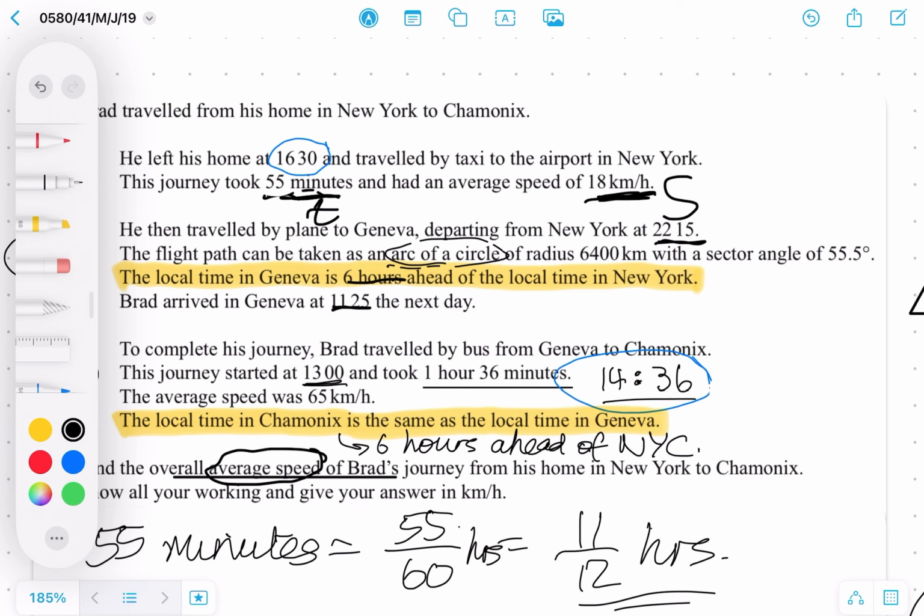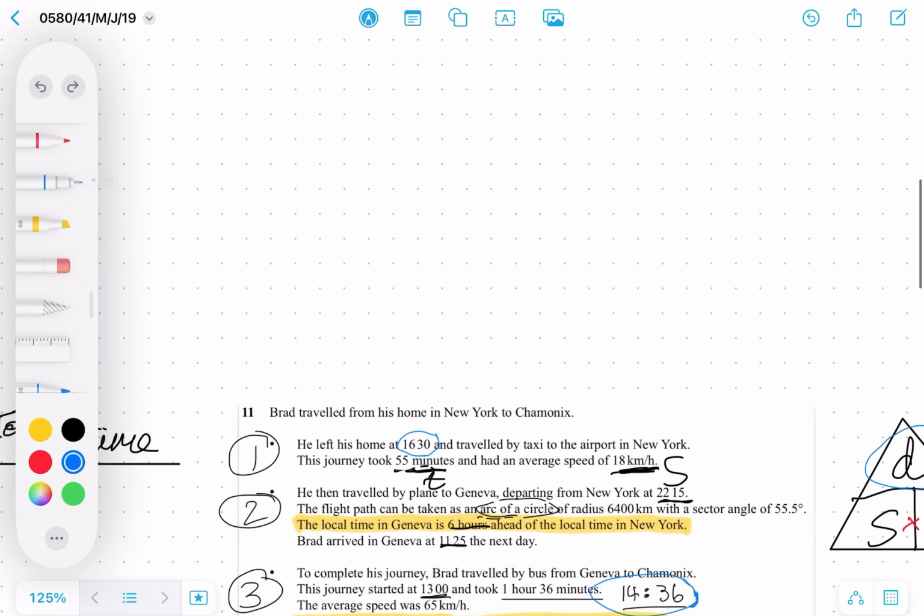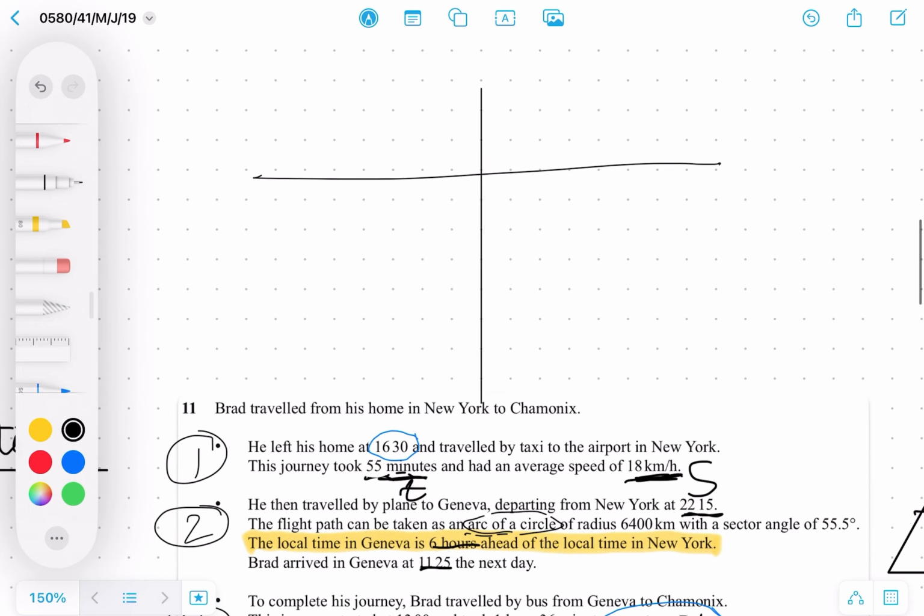We need to assume that the journey took place with New York local time. We have to stick to one time zone so that we don't skew the time data. So we could either stick with the Geneva time zone, which is 6 hours ahead of New York, or we could stick with the time zone of just New York City. So I'll show you both ways, in fact. We always remember to always keep the time zones constant when working with speed distance time problems. They'll always try to trick you out by giving different time zones.